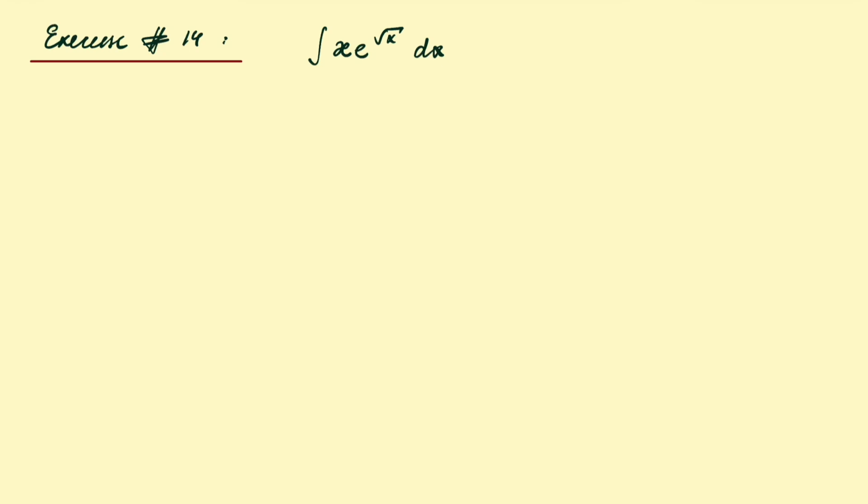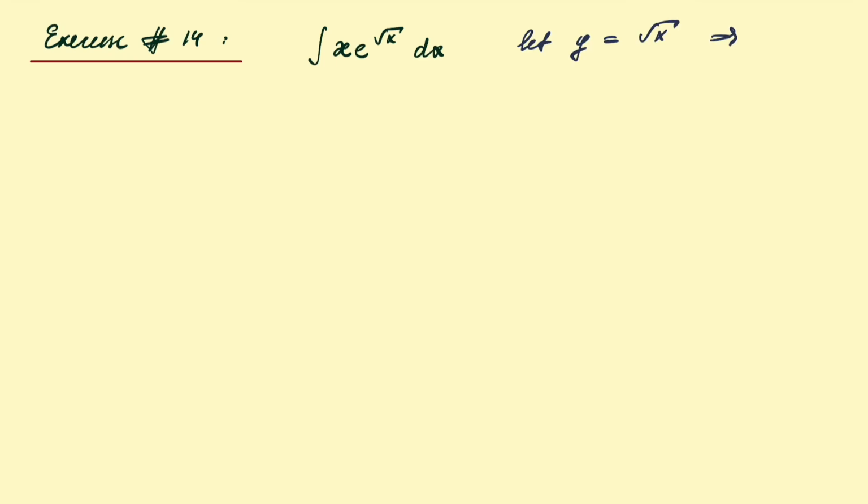Okay, today we have the following integral. It's x times e to the square root of x dx. And I think most of the subscribers already guessed that we'll use substitution to get rid of the square root of x. Okay, let's say y is equal to square root of x.